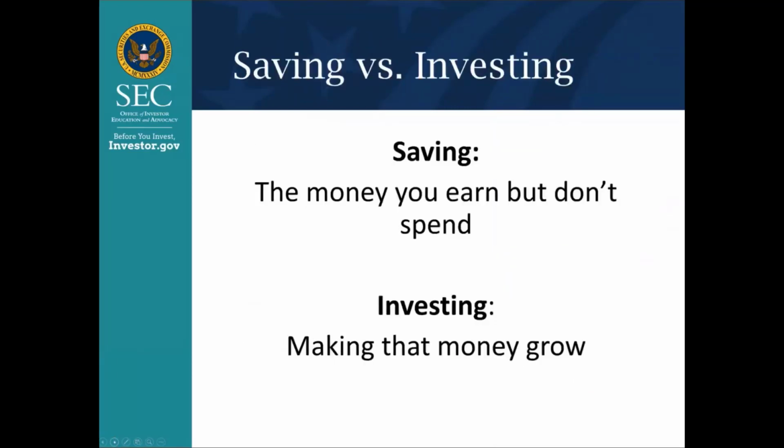Saving is all the money you earn but don't spend. Investing is slightly different. It means making that money grow. When you invest, you have a greater chance of losing your money than when you save. This is what generally is referred to as investment risk, or just risk. For example, savings in a bank account are generally insured by the Federal Deposit Insurance Corporation, or FDIC, but investments typically are not federally insured. So why would we put money at risk?